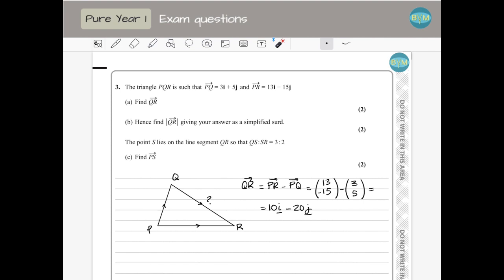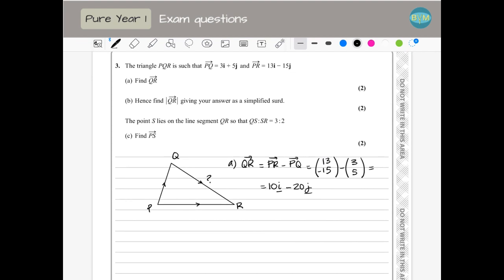We can use either notation in all of these questions, independently of what they give you. Unless they tell you to write in a particular notation, it doesn't matter. You can use this column notation or this notation, or work in one and give your answer in the other. It doesn't matter. So this is part A.